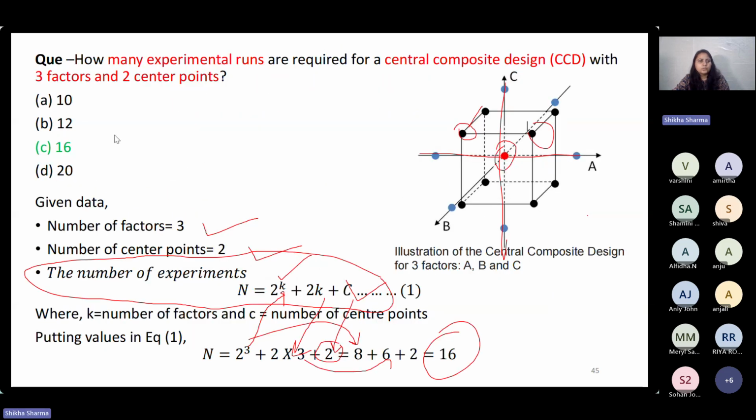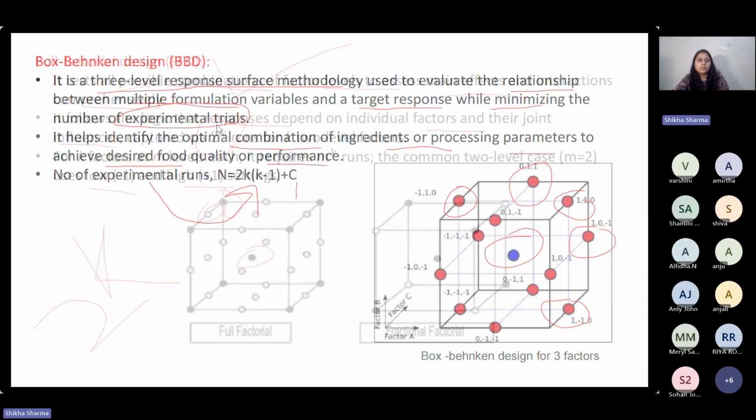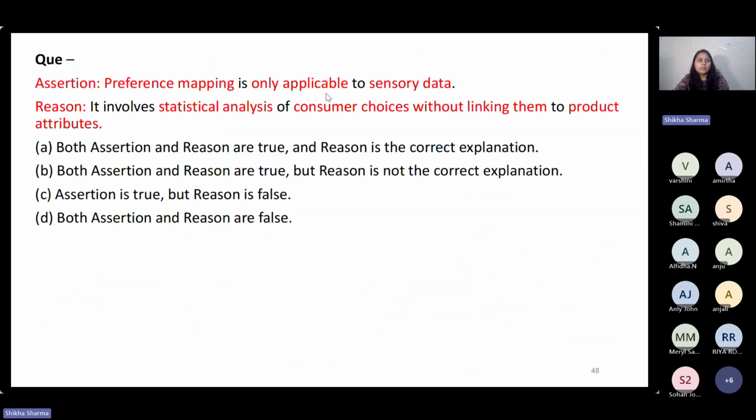So here we solved it, and the answer we got is 60. Okay, let's move to this question. Assertion: preference mapping is only applicable to sensory data, and reason: it involves statistical analysis of consumer choice without linking them to product attributes. We need to tell about the assertion and reason. Aman is saying D and Shiva is saying B.